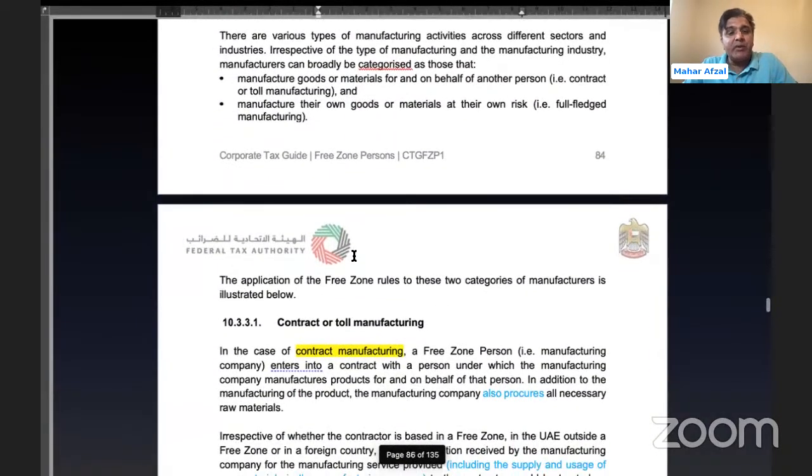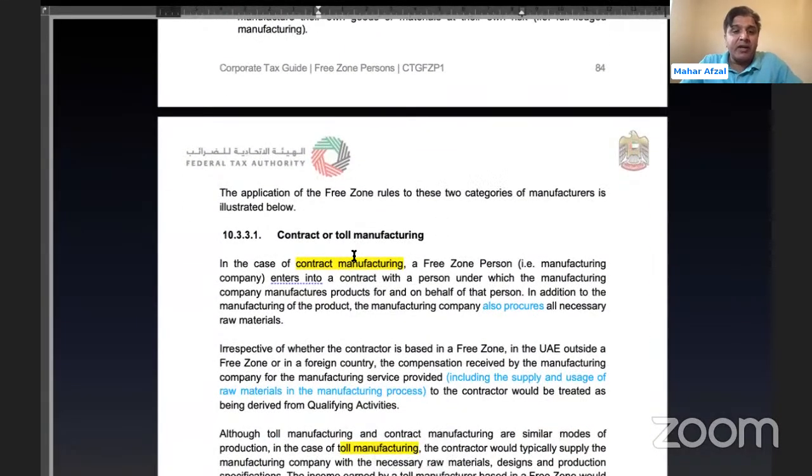Types of manufacturing can be of two types: contract manufacturing and toll manufacturing. Let me explain contract manufacturing. Basically, the contractor signs a contract with the customer. They give it to the manufacturer. The manufacturer buys the material, finalizes the product, and gives it to the contractor, and the contractor gives it to the customer. Here, the manufacturer is buying the material and finalizing the product. This is called contract manufacturing. Toll manufacturing is where the contractor has already signed a contract with the customer.